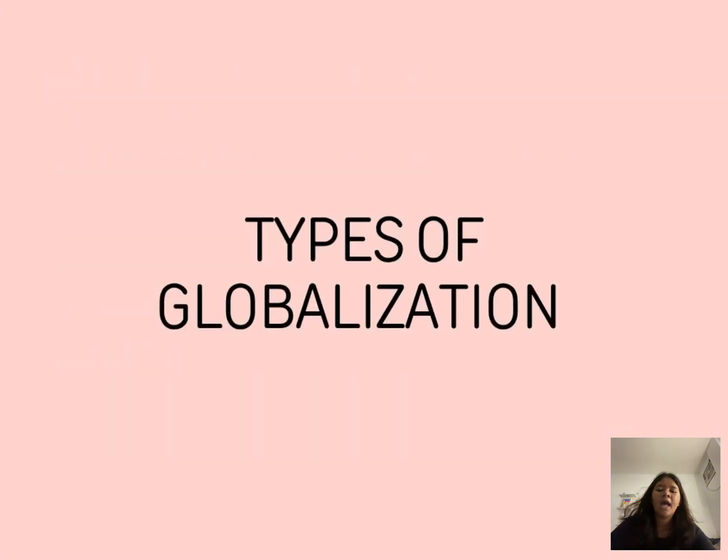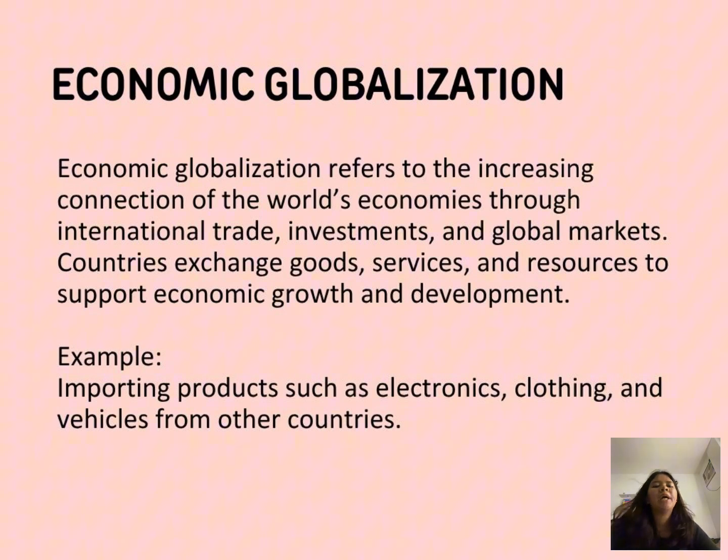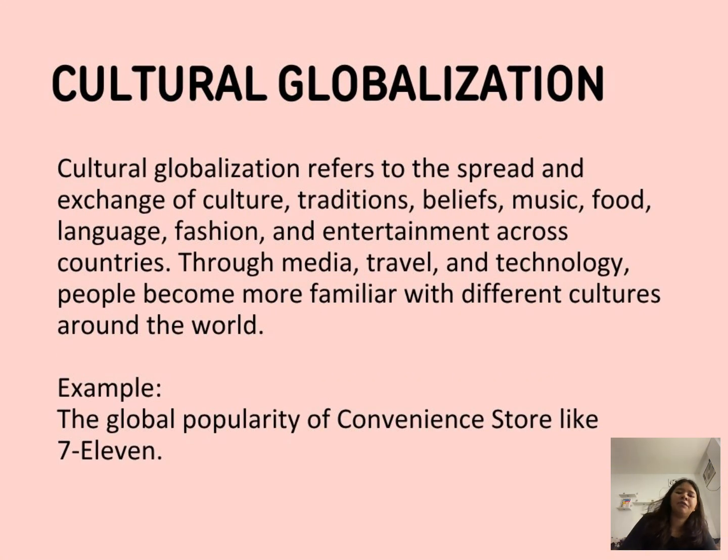Types of globalization. Economic globalization refers to the increasing connection of the world's economies through international trade, investment, and global markets. Countries exchange goods, services, and resources to support economic growth and development. Example, importing products such as electronics, clothing, and vehicles from other countries. Cultural globalization refers to the spread and exchange of cultures, traditions, beliefs, music, food, language, fashion, and entertainment across countries. Through media, travel, and technology, people become more familiar with different cultures around the world. Example, the global popularity of convenience stores like 7-Eleven.